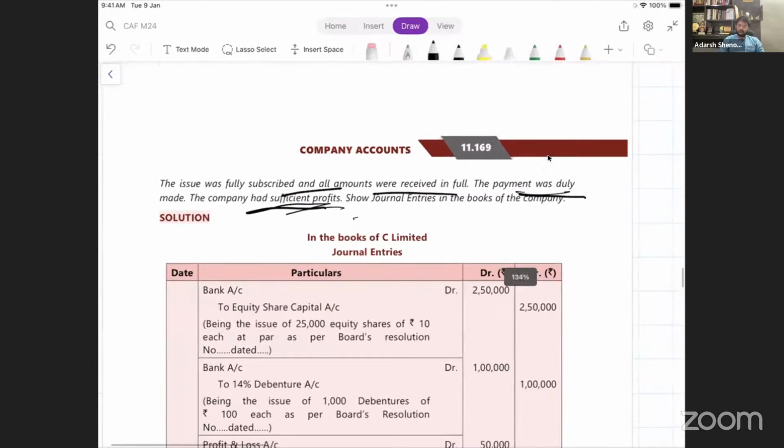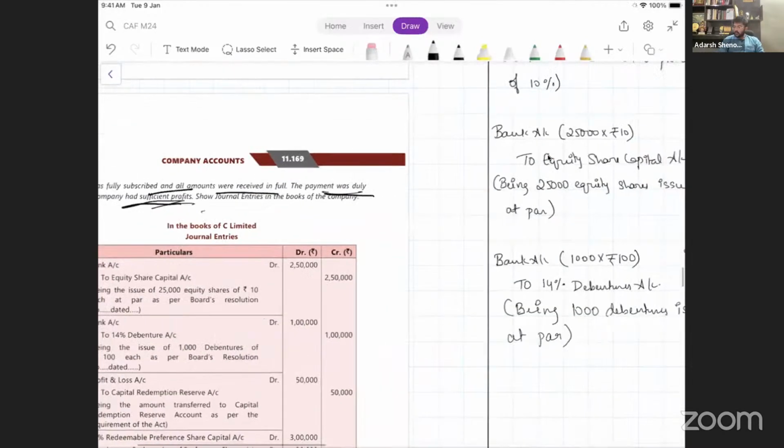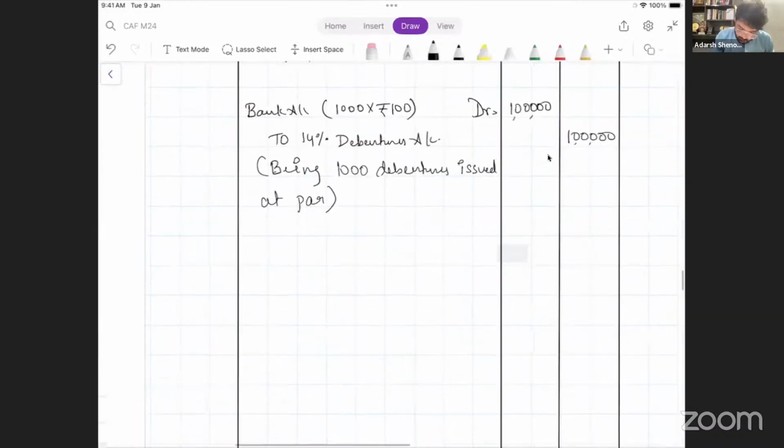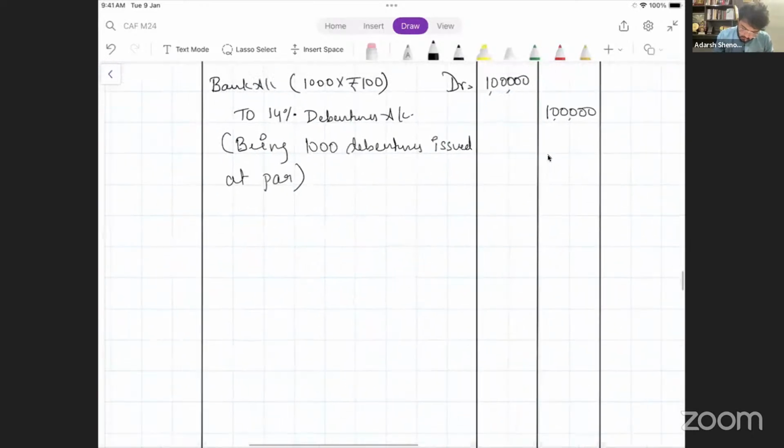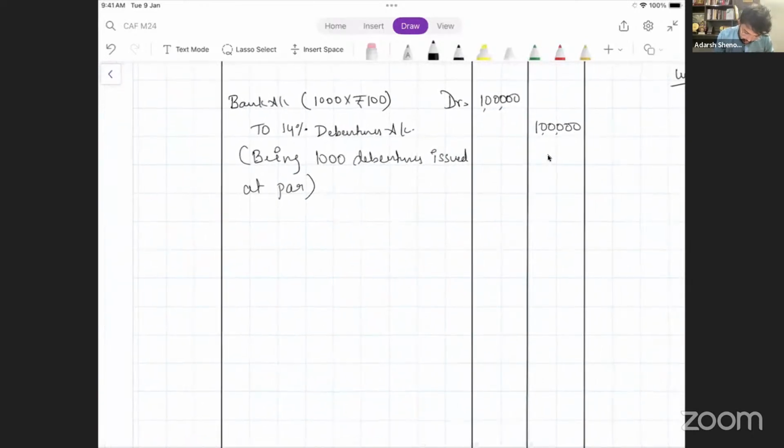Next, we'll go back to section 55, CRR creation now. We will have to create CRR. How much CRR will we have to create? We've done working note 1 for that calculation. 50,000 rupees into CRR create, okay? So the journal entry is, I don't know what reserves they have, so I'm going to debit profit and loss account, free reserve, to CRR account.